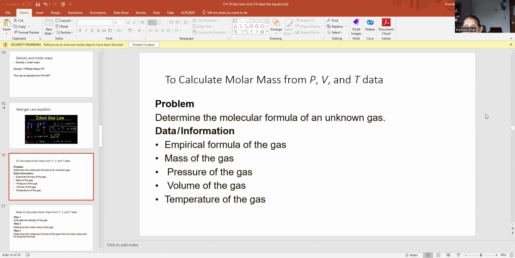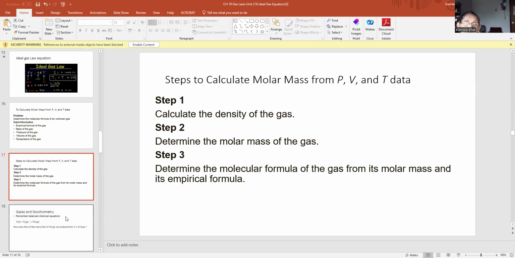Then we can also use this to find the empirical formula of the gas, mass of the gas, pressure of the gas, volume of the gas, and the temperature of the gas. So these are some of the applications of the ideal gas equation that can be used.